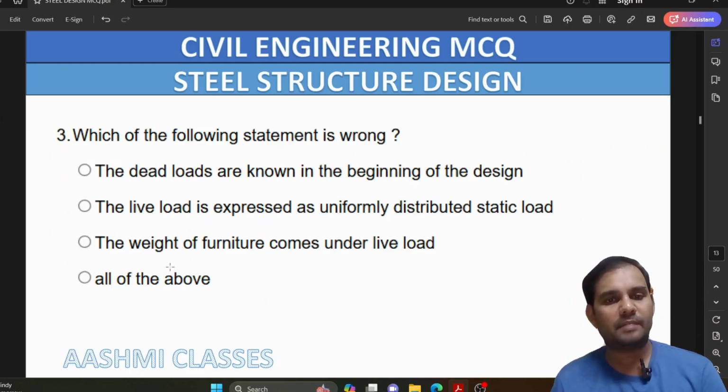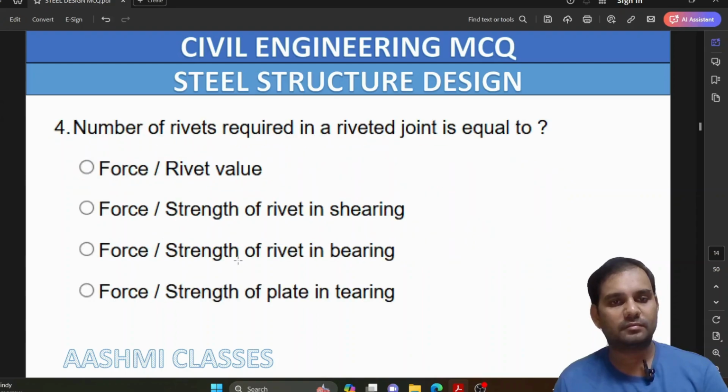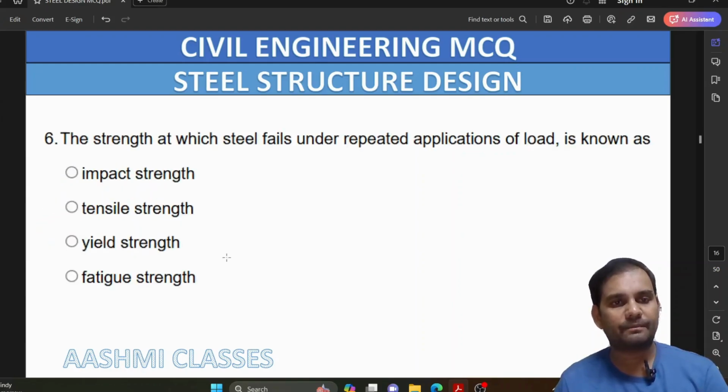Which of the following statement is wrong? The dead loads are known from the beginning of the design. This is wrong. Number of rivets required in a riveted joint is equal to force by rivet value. Slenderness ratio of a compression member is the ratio of the effective length of the compression member to the radius of gyration. The strength at which steel fails under repeated application of load is known as fatigue strength.